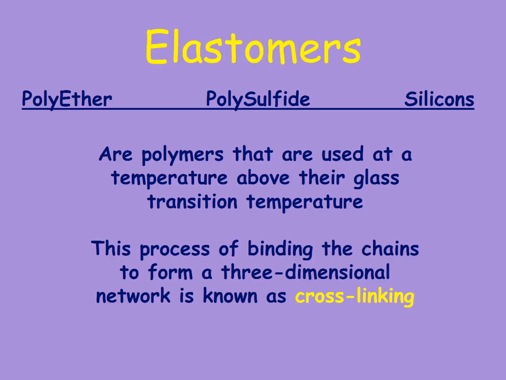They are mainly polymers that are used at a temperature above their glass transition temperature. And this process of binding the chain together to form a three-dimensional network is known as cross-linking. There are three main groups: polysulfide, polyethers, and silicon.